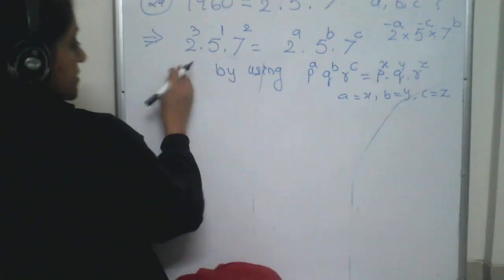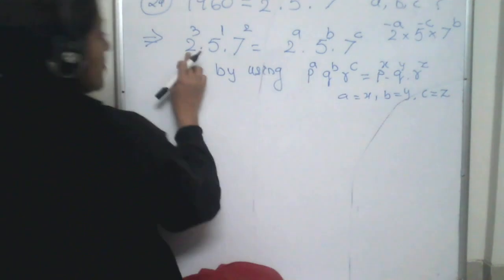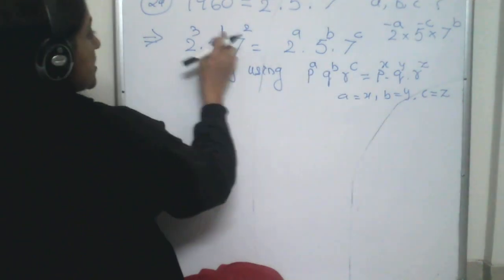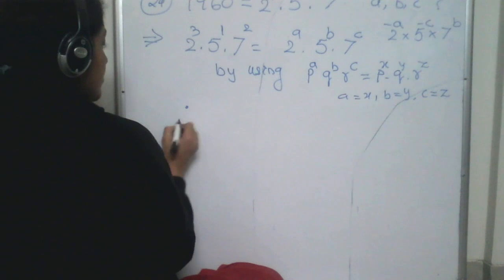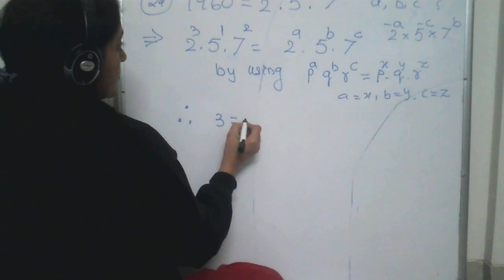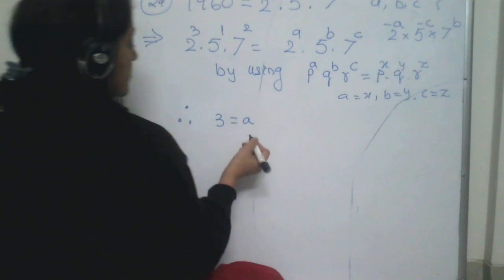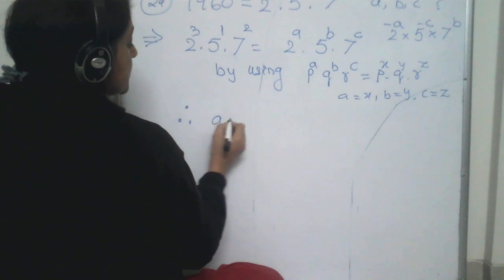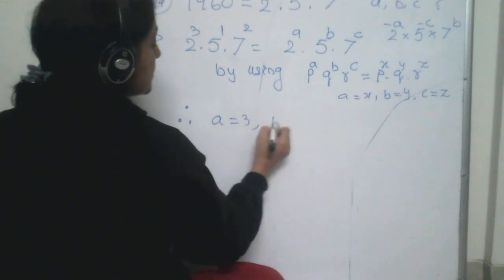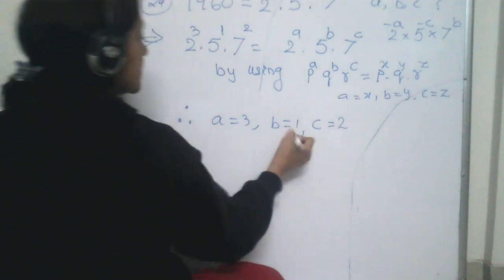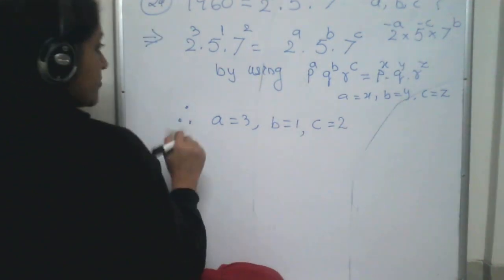Now see here, in place of P, Q, R we have 2, 5, 7. In place of A, B, C I have 3, 1, 2. Therefore what will happen? 3 is equal to A, or A is equal to 3, both will be fine. A is equal to 3, B is equal to 1, C is equal to 2. These are three values, but we have to find the value of this part.